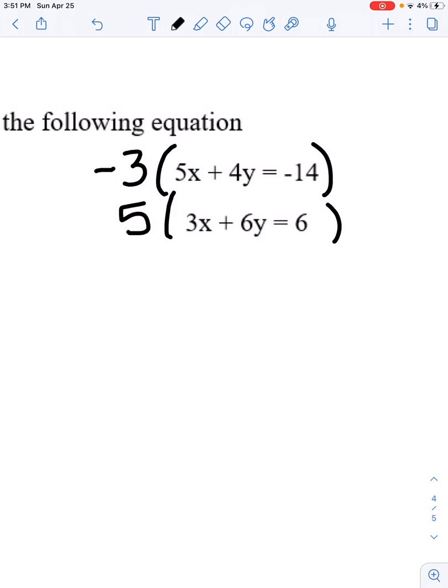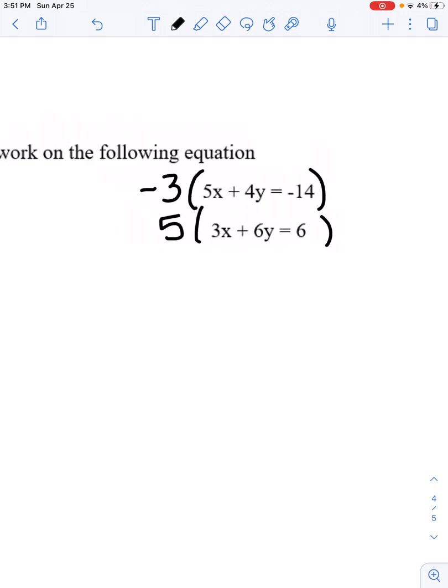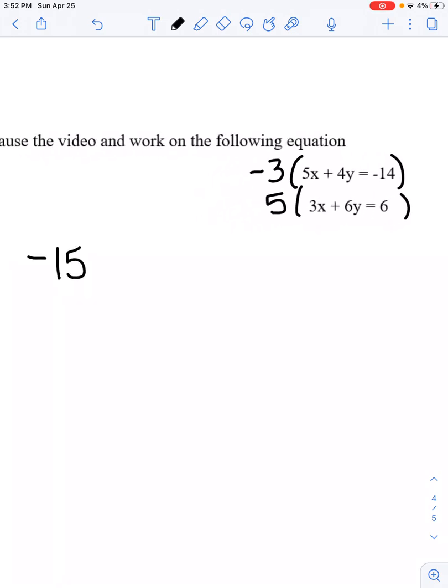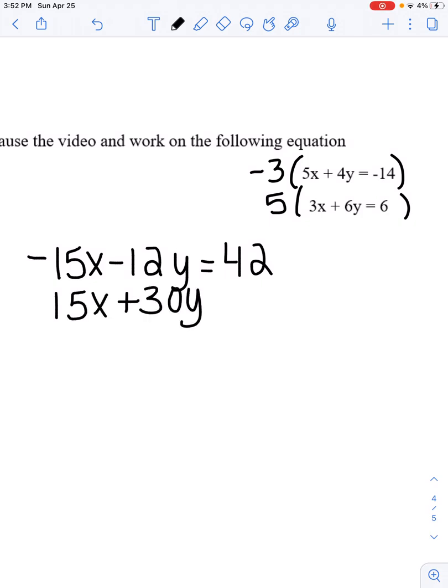What's nice about systems of equations, especially with elimination, is there are many ways that I can do this, okay? I could have multiplied the top by -6 and the bottom by 4. Or the top by +3 and the bottom by -3, okay? So keep what you have and let's just see if you got the same answer. So when I multiply by -3, okay, I get -15x minus 12y equals 42. I get 15x plus 30y equals 30. Okay, again, I'm just multiplying all this out.